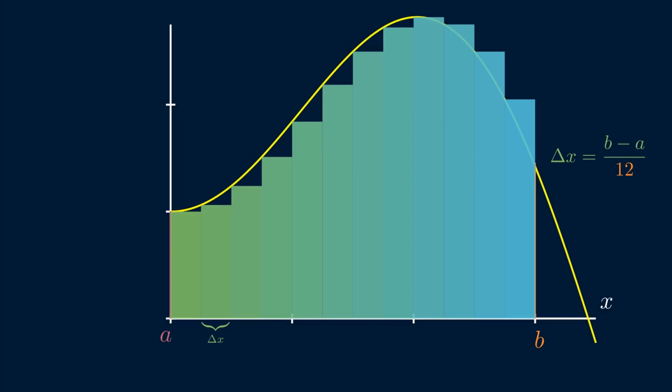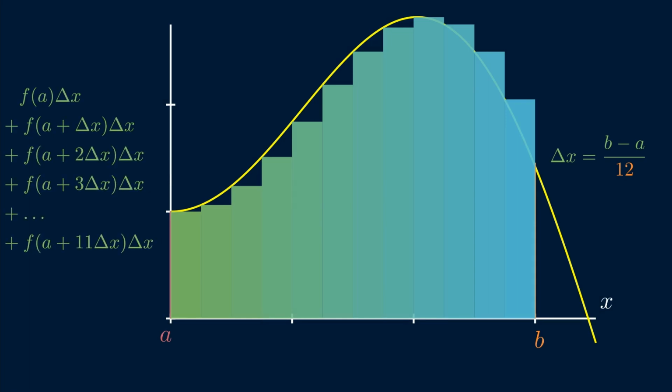Just as before, however, the height of the first rectangle is the function evaluated at the beginning point of our interval, so f of a. The height of the second rectangle is again the value of the function once we've moved a distance delta x away from a, so f of a plus delta x. And so on and so forth for the others in exactly the same pattern as before. So now, if we add up all the areas of our rectangles, our sum will have 12 terms as opposed to before, where we just had 6.